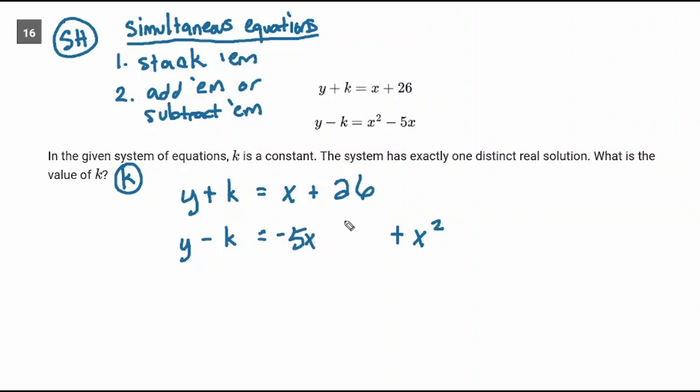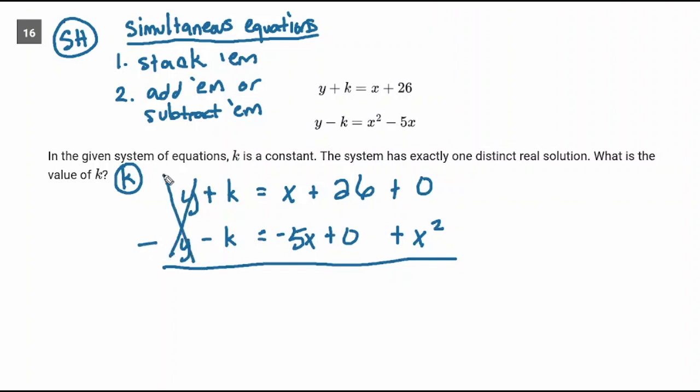Okay, so what goes under the 26? Nothing. And what goes above the x squared? Nothing. So you've stacked them. Now you're going to decide if you want to add them or subtract them. When you add or subtract, your goal is to get rid of something. So I'm going to subtract, because when I do that, these y's will go away.